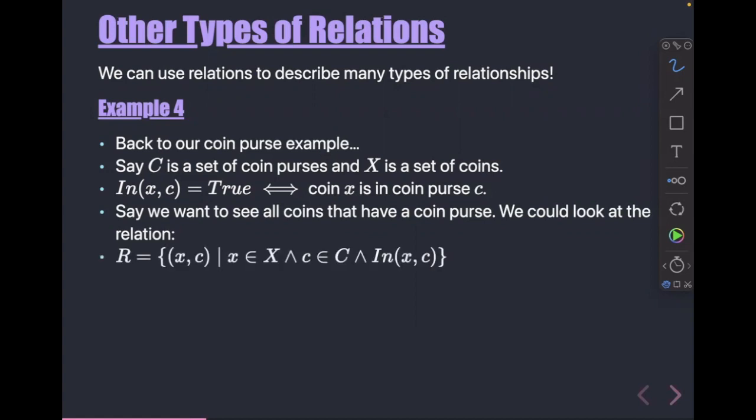Well, we can actually make the set of all coins that have a coin purse, using that in predicate. In other words, we can say our relation R is going to be the set of all coins and their related coin purse, where X is a coin, C is a coin purse, and X is in C. So this is just another type of relation. We could have all pairs of coins and their associated coin purse, and this is how I would define that relation.